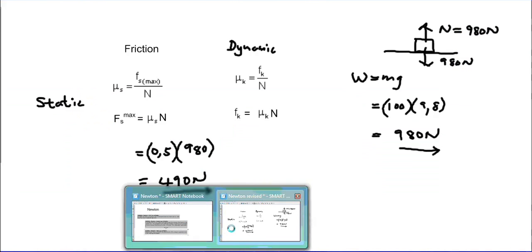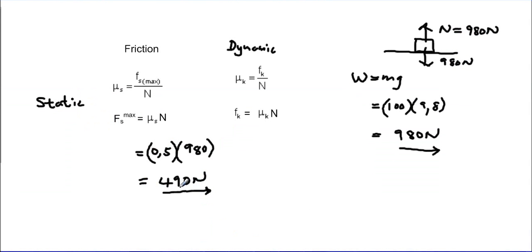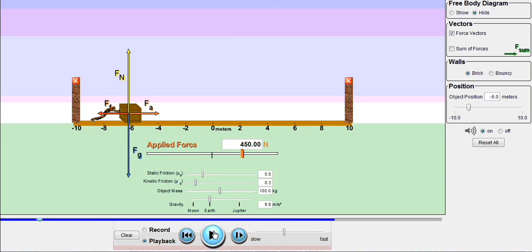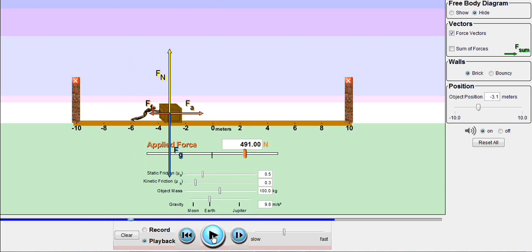But in our calculation, we came to the conclusion that our maximum static friction, Fs max, is 490 newtons. The moment we apply a force of more than 490 newtons, we see that the object will accelerate. Now let us look at it. There we have a force of 490 newtons, and now the force becomes 491. And the moment it becomes 491, we see that the object starts accelerating.